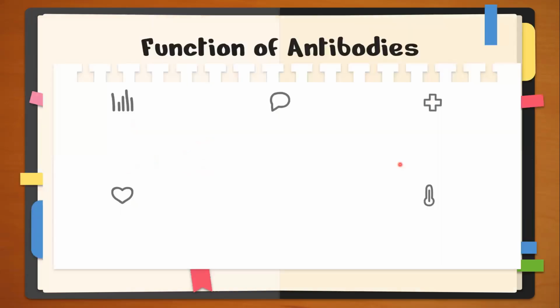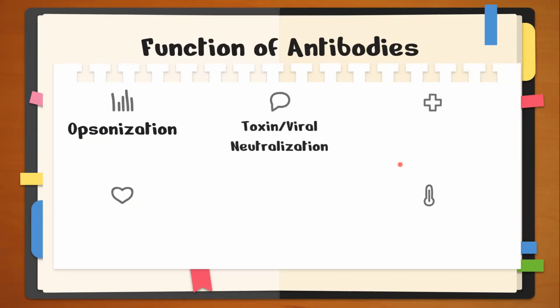What are the functions of antibodies? Firstly, opsonization, that is, they coat the pathogen so it becomes more visible to the immune system, and it attracts macrophages to come and destroy it. Next, toxin or viral neutralization. These antibodies can bind to viruses that have not infected the cells yet, and prevent their further infection and entry into the cell. Activation of complement works in the same manner as opsonization.